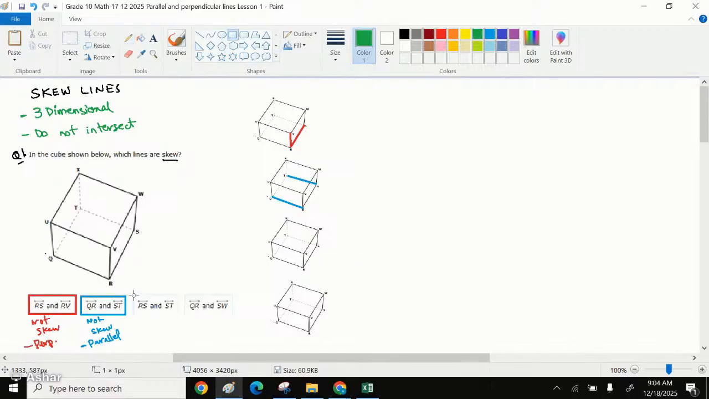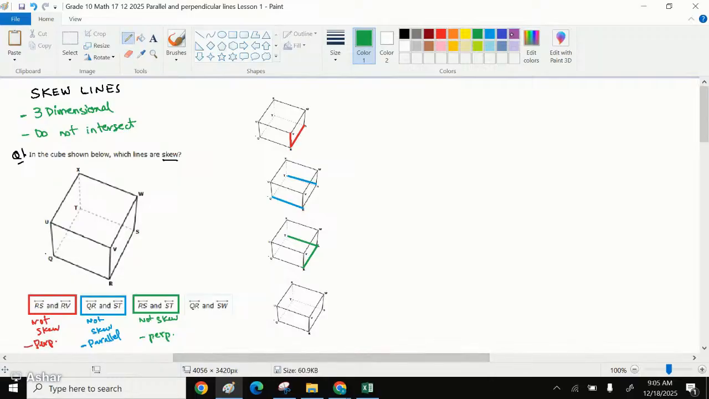In this case, RS and ST. So where is RS? RS and ST still are intersecting each other. So that means not skew, and they are perpendicular lines. Let's look at the last option we have.